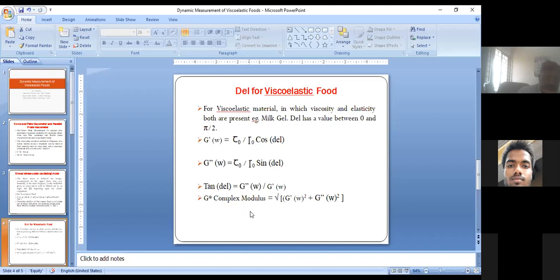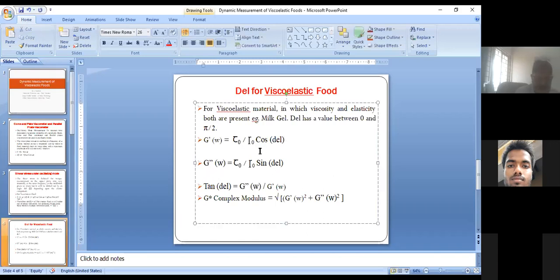The complex modulus is given by under root G dash omega square plus G double dash omega square. This is also known as loss modulus. This is known as storage modulus. This is known as loss modulus.